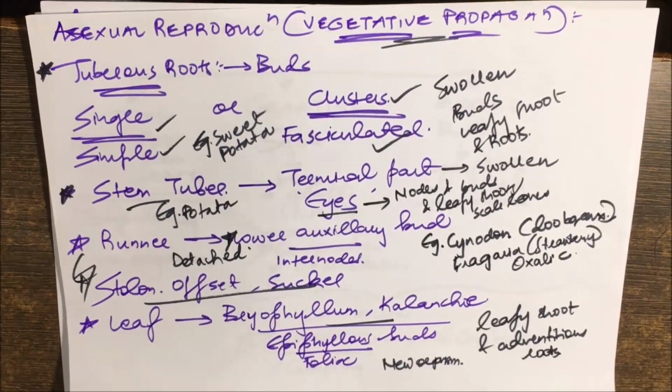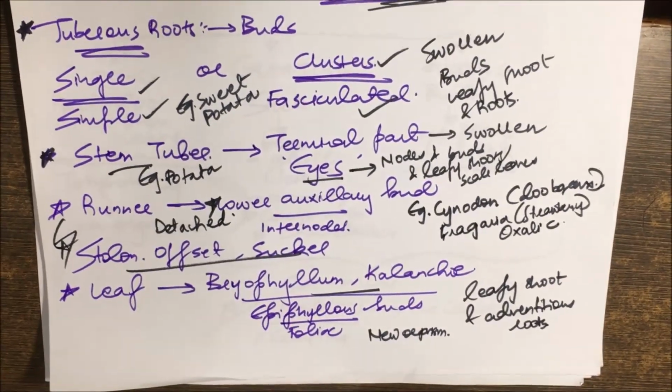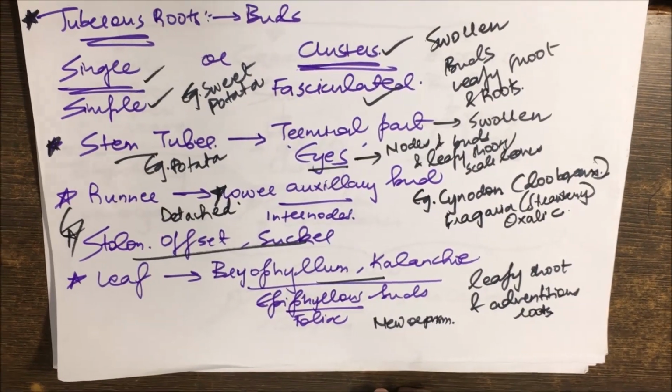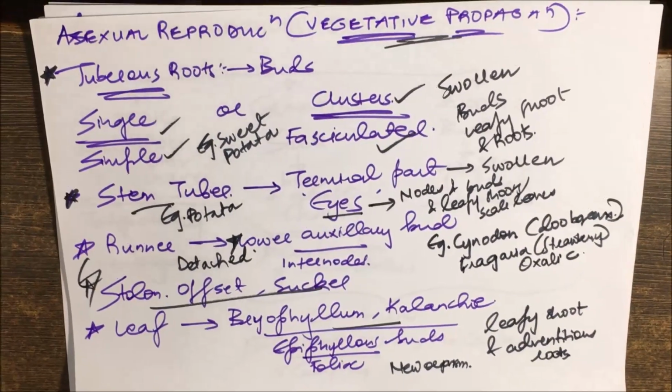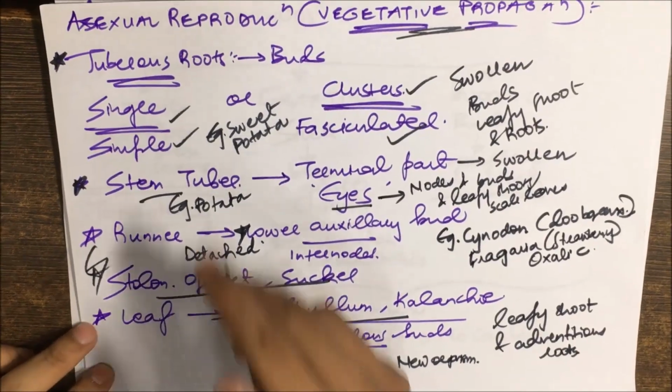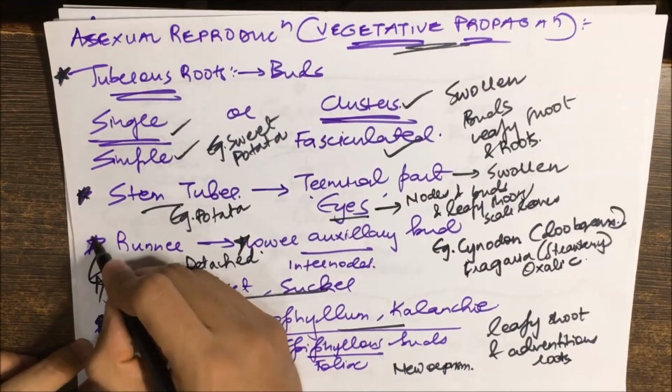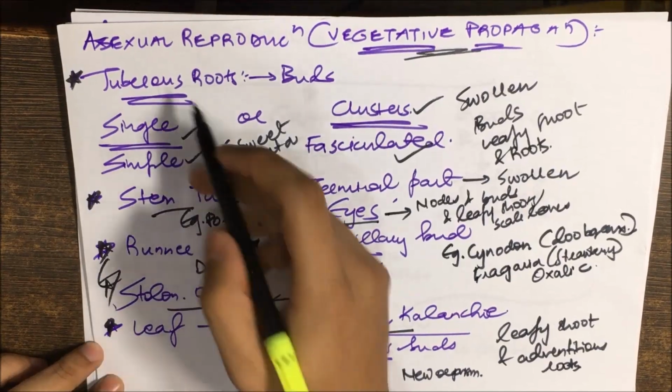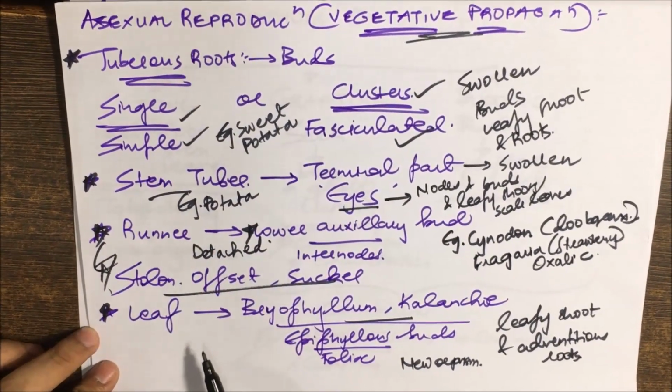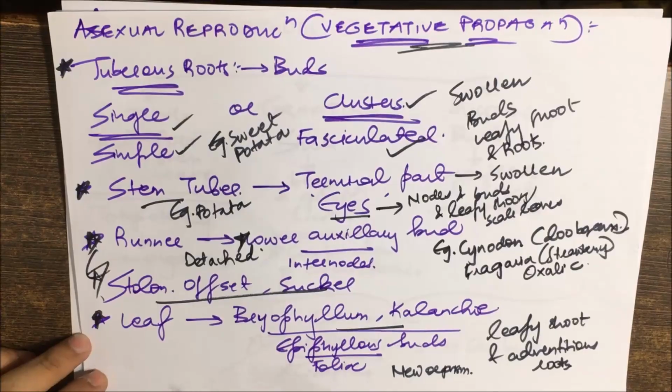In some species of Bryophyllum, the new plants are formed from the leaves only when the leaf is separated from the parent plant and falls on the wet soil. So these are the four structures or organs which are specially developed in angiosperms for vegetative propagation: the first being tuberous roots, second stem tuber, third runner, and fourth leaf.